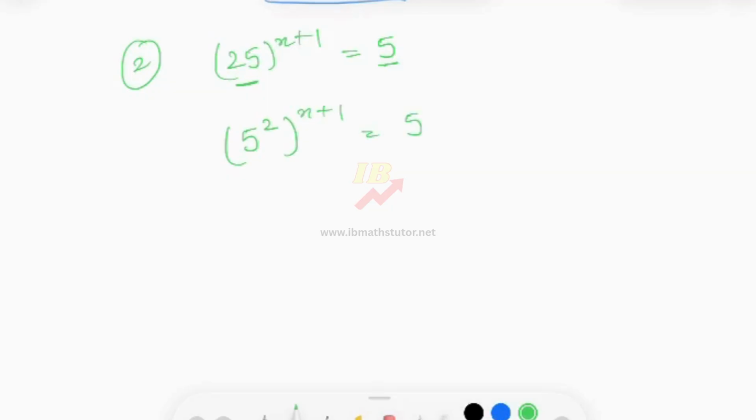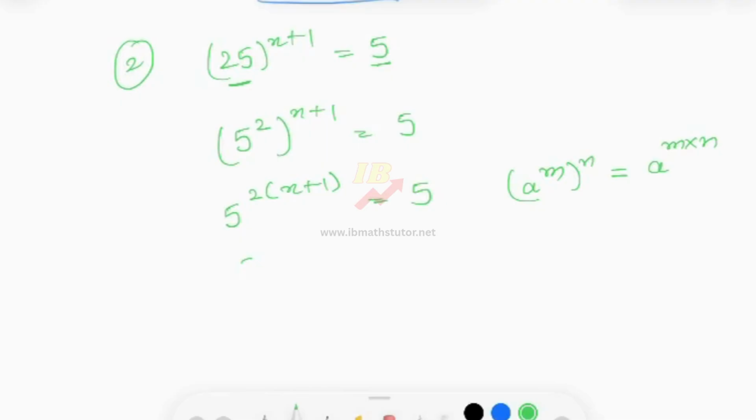Now I can use one more law, the third law which we talked about yesterday. That law says we are going to multiply the powers, right? That was a to the power m, all to the power n, equals a to the power m times n. That's the law that we have used here. So it will give you 5 raised to the power 2x plus 2, multiplying with both the terms, and the right side is 5 raised to the power 1. If nothing is written, that automatically means 1.